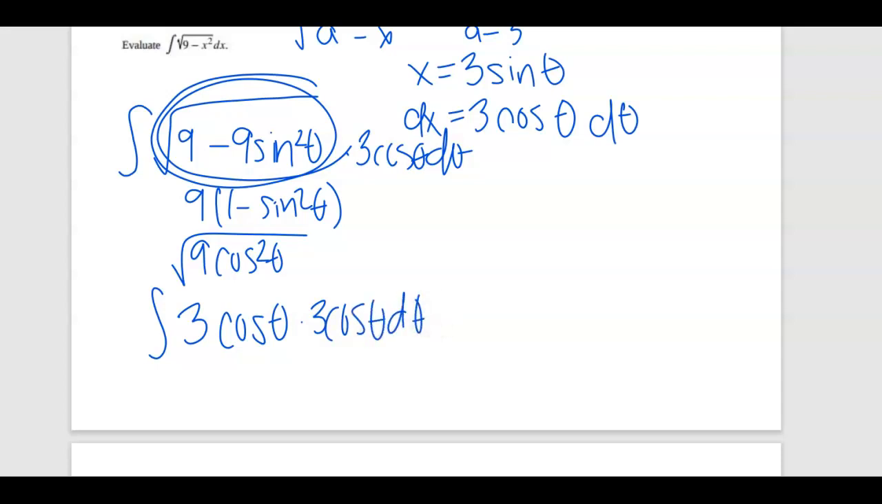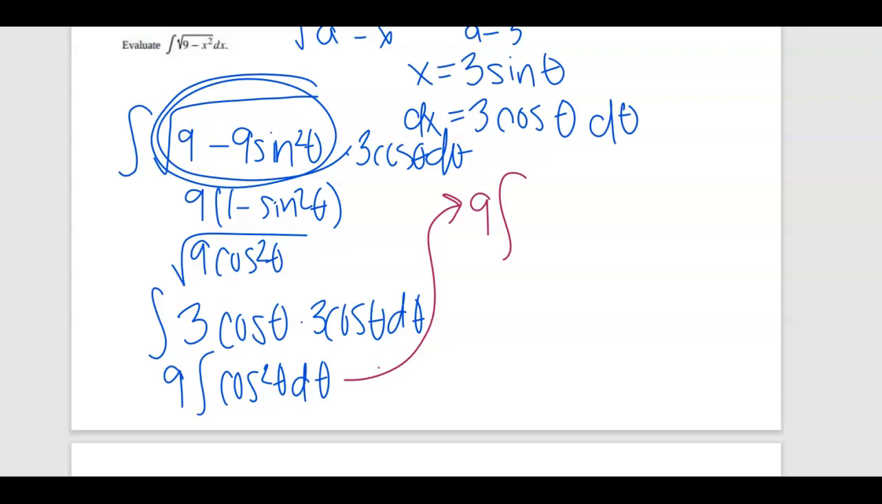All right. So I'm noticing that this is 9. I'm going to take that on the outside. Cosine squared theta d theta. We then have to use what we did in trigonometric substitution in order to get this into an integral that we know how to do. So I'm going to do another trig substitution here. Cosine squared theta, we're going to go ahead and substitute with 1/2 plus 1/2 cosine 2 theta d theta. And I can integrate that.